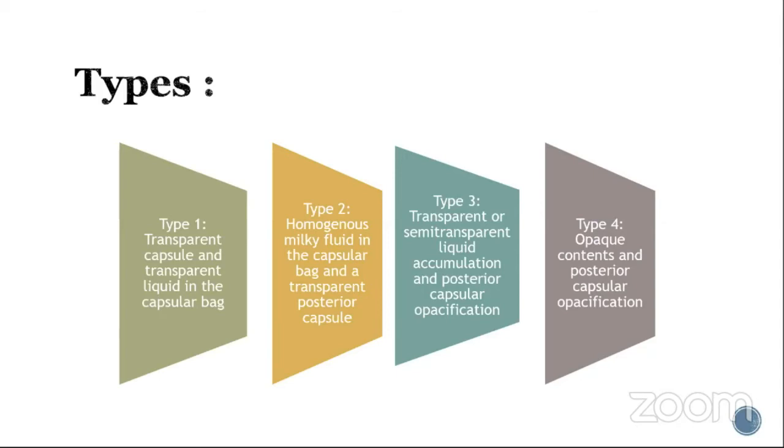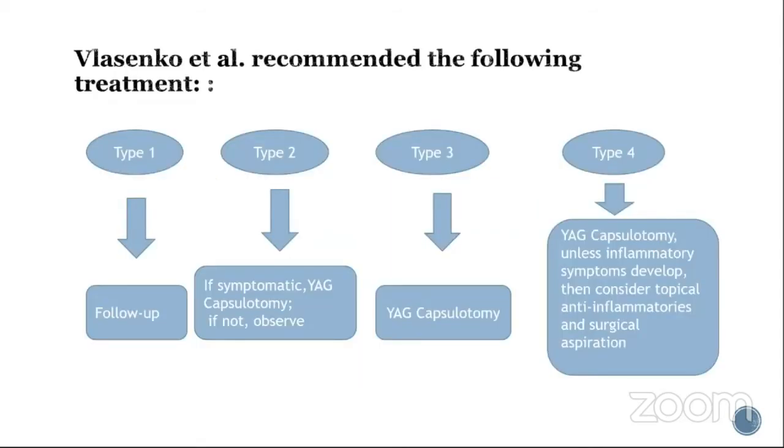Blasenko et al. have recommended the following treatment for different types of CBDS. In type 1, we just need to follow. In type 2, if the patient is symptomatic, then we do YAG capsulotomy; otherwise, we can just observe. In type 3, YAG capsulotomy is recommended. And in type 4, YAG capsulotomy, unless inflammatory symptoms develop. If the patient has inflammatory symptoms, then we can consider topical anti-inflammatories and surgical aspiration can be performed.